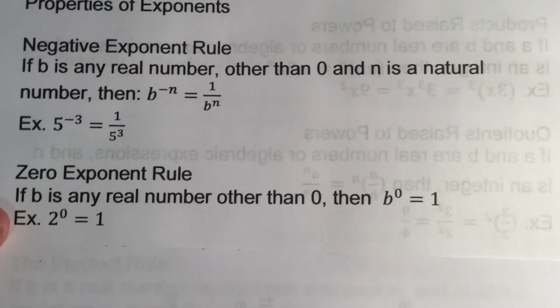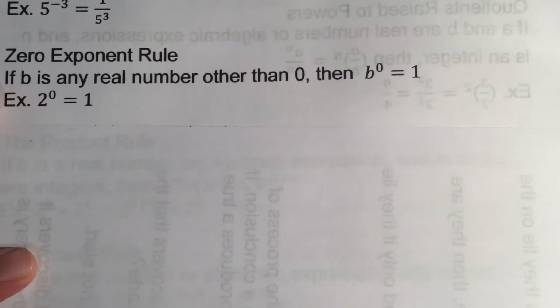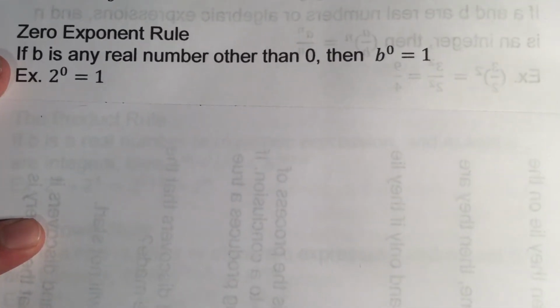Zero exponent rule. For any base, it doesn't matter what the number is, obviously other than 0. If we raise it to the 0 power, we're going to get 1. Whether that's 2 to the 0, 528 to the 0, whatever it is to the 0 power, automatically 1.